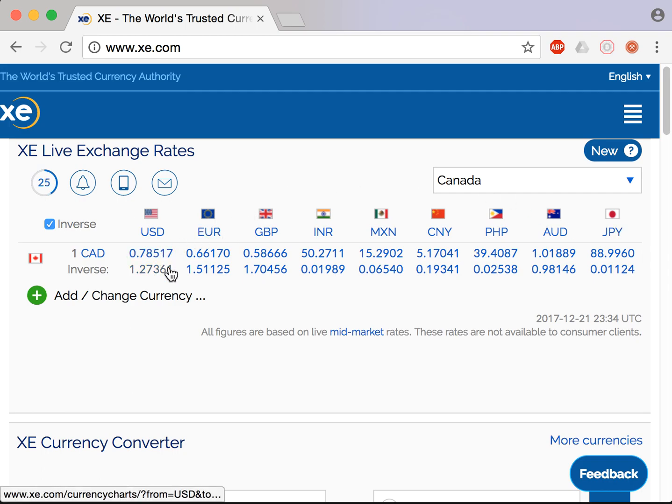So you have these two rates. And the one I'll focus on is this one here, because this is the amount of US dollars required to get 1 Canadian dollar. And if that amount goes up, it means that the Canadian dollar is gaining value.